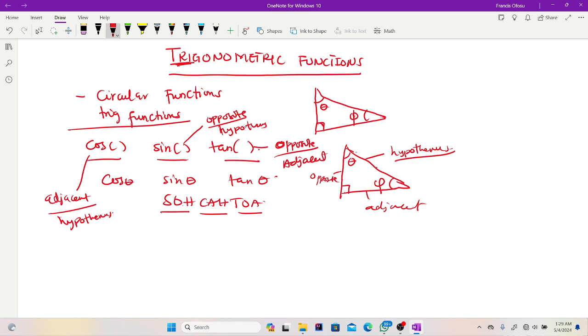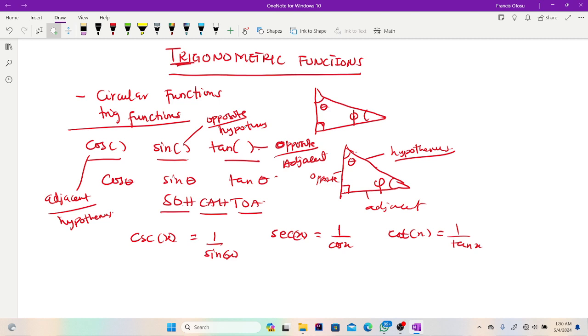We also have what we call the cosec of a function. Cosec is given as 1 over sine of a function, so cosec x is 1 over sine x. We also have sec x, which is equal to 1 over cos x. And we have cot x, which is equal to 1 over tan x. These are all derivative functions from what we have originally here.